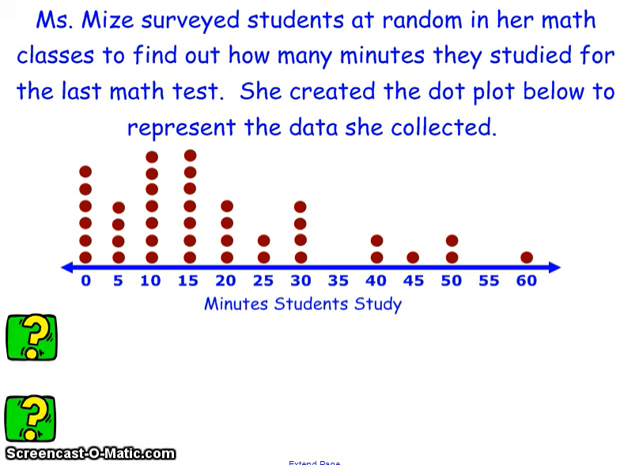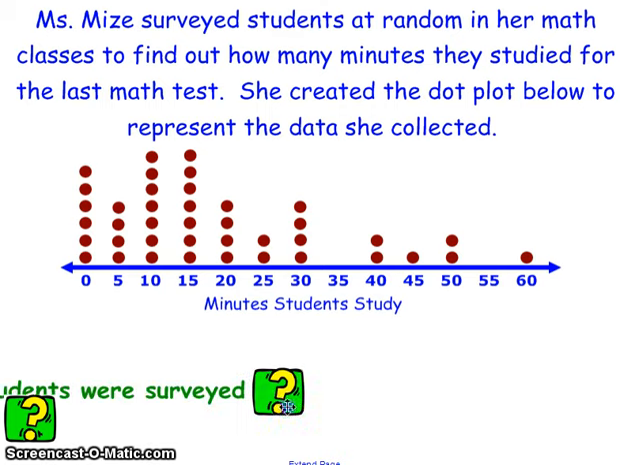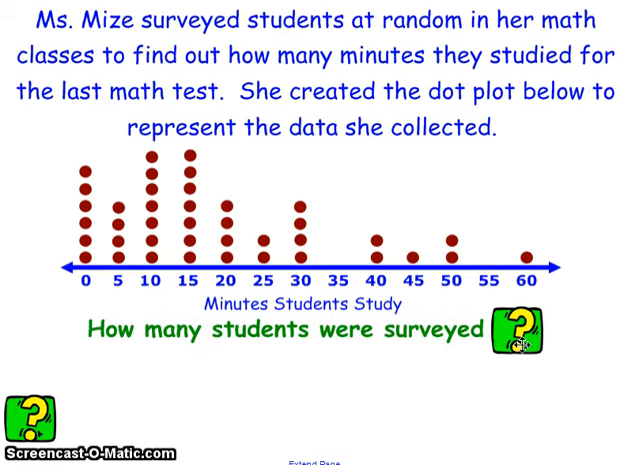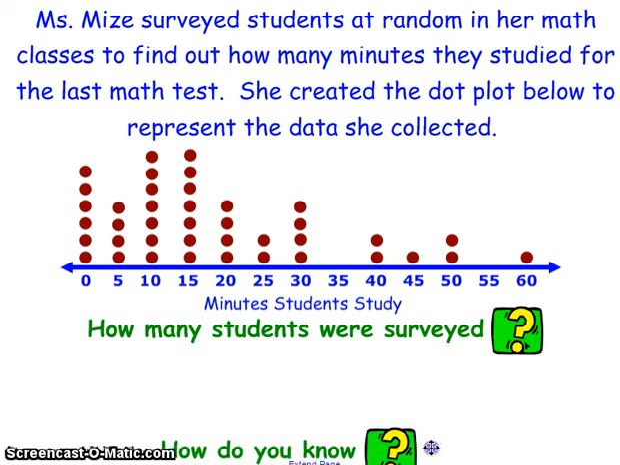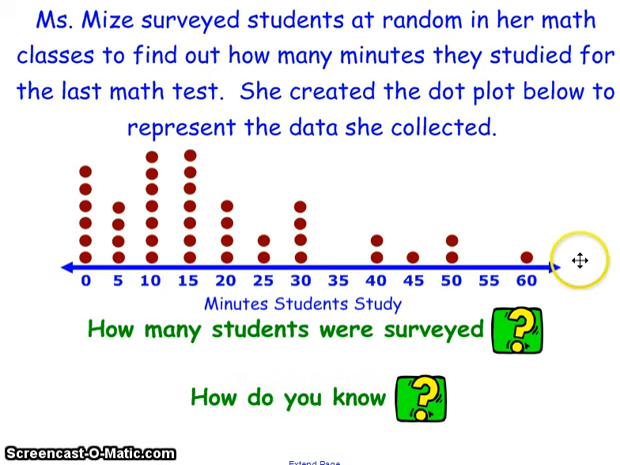Ms. Mize surveyed students at random in her math class to find out how many minutes they studied for the last math test. She created the dot plot below to represent the data. The first question we want to answer is how many students were surveyed. Pause your video to answer this question. For this question, you should get 40. And how do you know that? Well, that's the number of dots that are in our picture. You can simply count each dot because each dot represents a student.